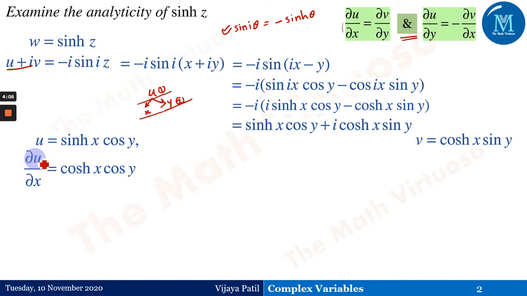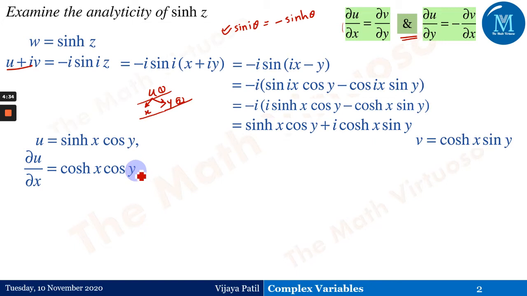And that is why dou u upon dou x is equal to cos hyperbolic x into cos y. The rule of partial differentiation says that if I am differentiating u with respect to x, at that time my y will remain constant, and that is why this cos y will be as it is. That means, in short, I have to treat this cos y as some constant. So constant into sine hyperbolic x, which is a function of x, can be differentiated as cos hyperbolic x into cos y.